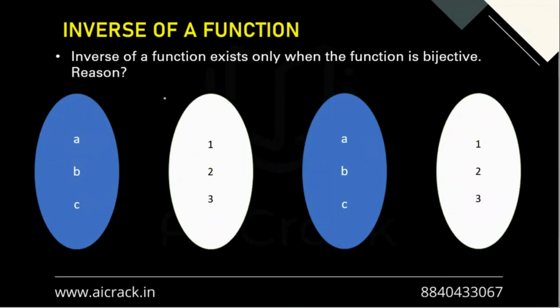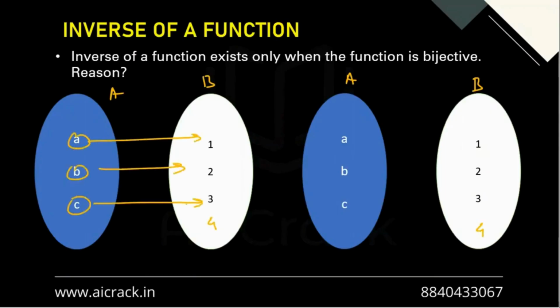Now let's try to define the inverse of a function in the case of an into function. This is set A, this is set B. Let's add one more element 4 over here. Now let's draw an into function. We can clearly say that this is an into function because every element of A is being mapped to B, which satisfies the basic rule of a function, but 4 is left over. So codomain is not equal to range. 1, 2, 3 is the range, but 1, 2, 3, 4 is the codomain.